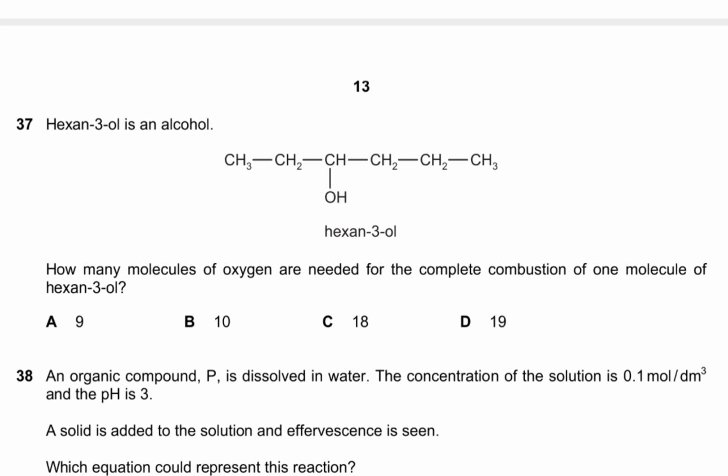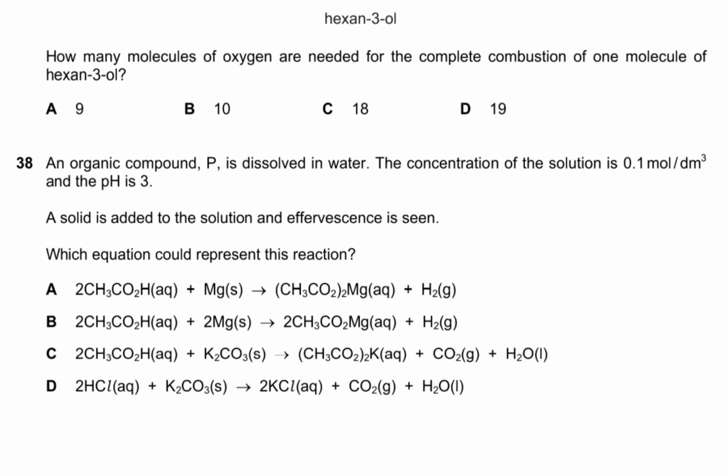Next question: an organic compound is dissolved in water. The concentration of the solution is 0.1 decimeter cube and the pH is 3. A solid is added to the solution and effervescence is seen. Which equation is representing that? So you can see the effervescence. Okay, that is the Grignard reagent formation, and that is correctly depicted by the first equation. We have your organic compound reacting with magnesium, and your product is formed, and then we have the hydrogen, which is seen as the effervescence.